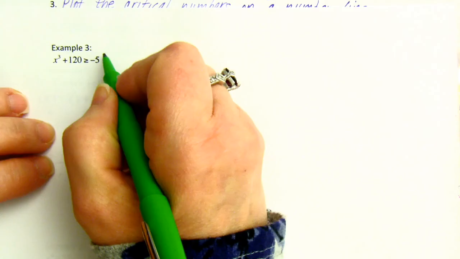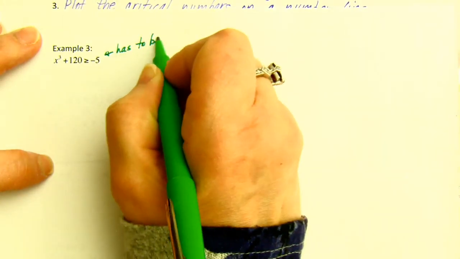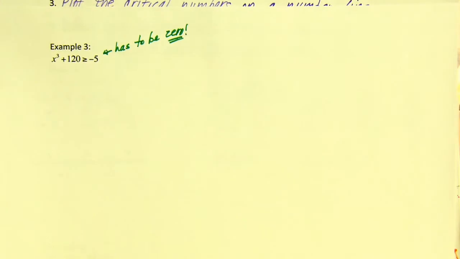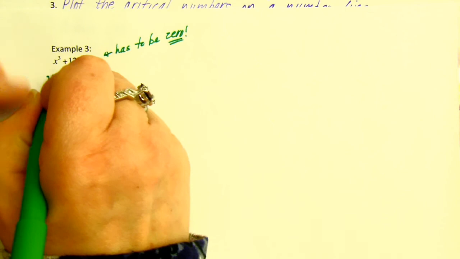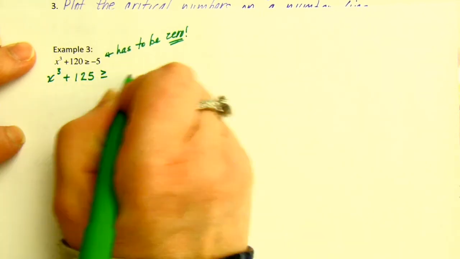All right, let's see. Why are these different, or are they different? Oh, I see right away why this one is different. Notice the first 2 examples had 0 on the right side. This one doesn't. Folks, you have to move it over. This has to be a 0. It's not, so I'm going to add it to the other side. So we get x cubed plus 125 greater than or equal to 0.